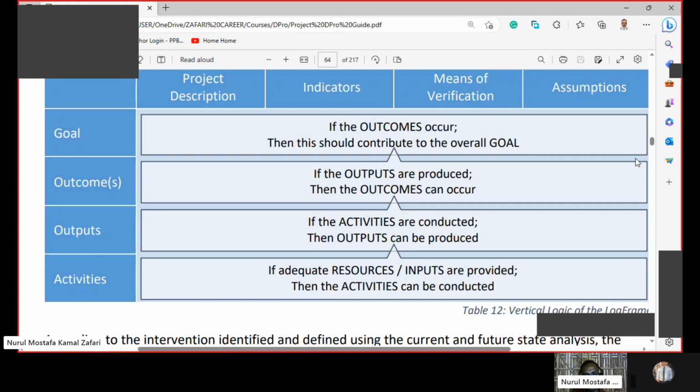So if inputs, resources, are provided, then the activities can be conducted. If the activities are conducted, then outputs can be produced. If the outputs are produced, then the outcomes can occur. If the outcomes occur, then this should contribute to the overall goal, meaning the project objective has been achieved.